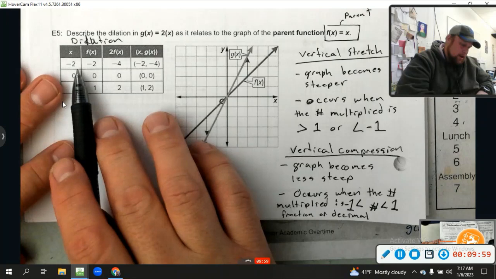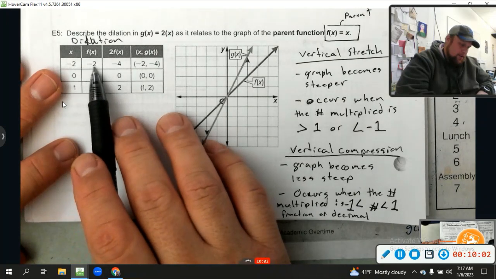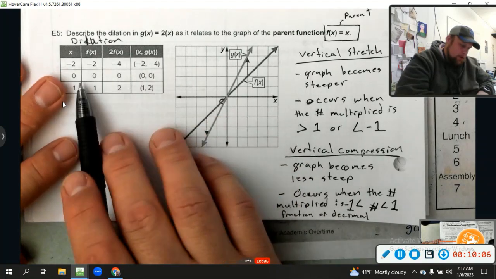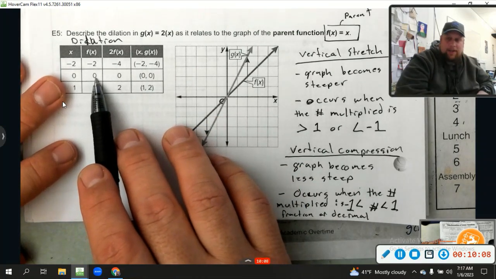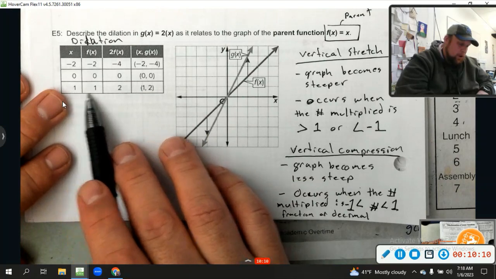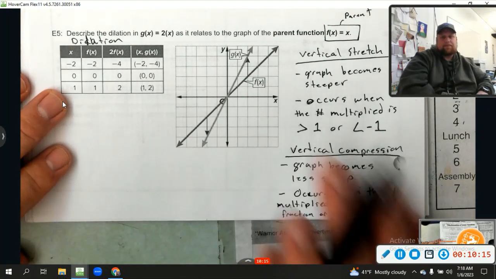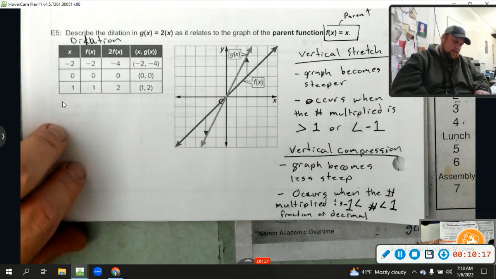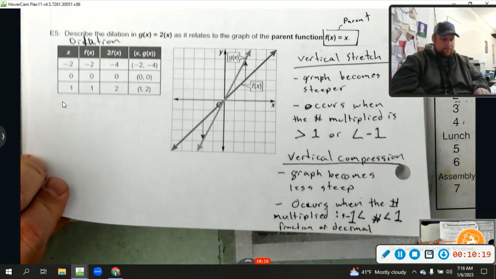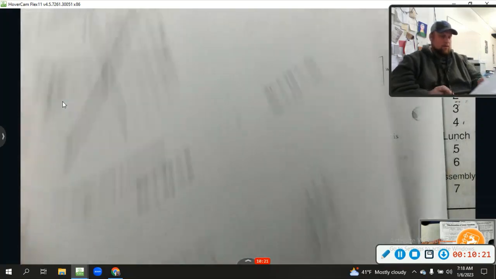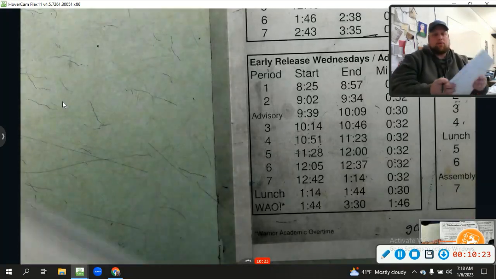So notice right here, where originally it would be -2, -2, we multiplied it by 2, and that became -2, -4. Where it was originally 0, 0, that doesn't change. Anything times 0 is still 0. But where it was 1, 1, that 1 times 2 becomes 2 right here. Okay? So this is a dilation. And we're almost done for today. I'm going to get back to some more review.